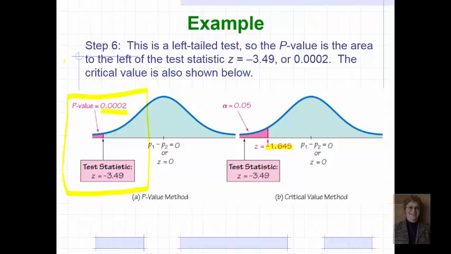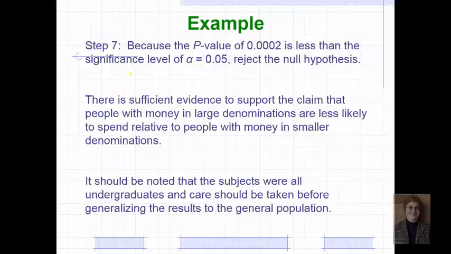So this is still part of step 4. And then here we have step 5. I'm going to reject the null hypothesis. And then this is going to be step 6. And your book says there is sufficient evidence to support the claim that people with money in large denominations are less likely to spend relative to people with money in smaller denominations.